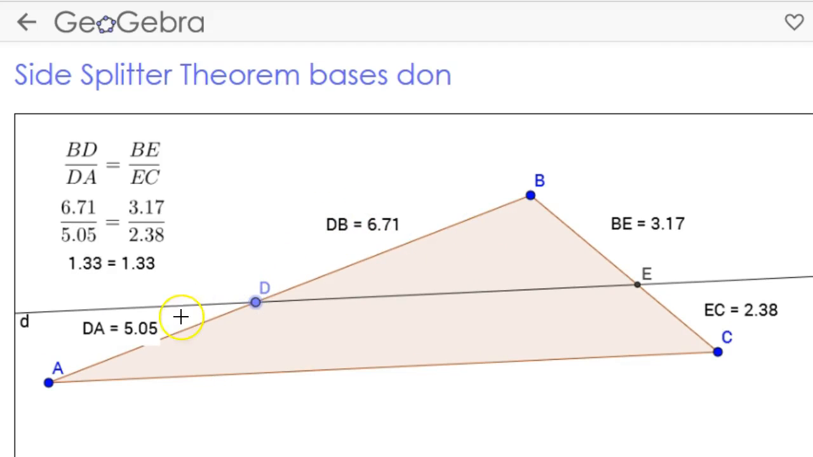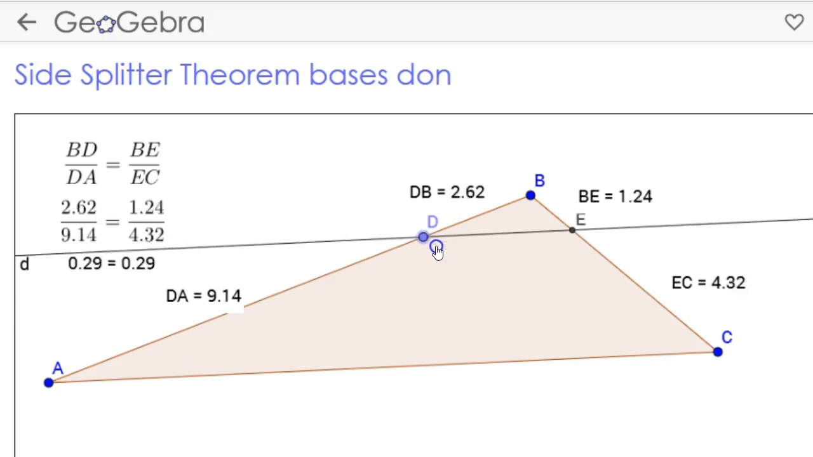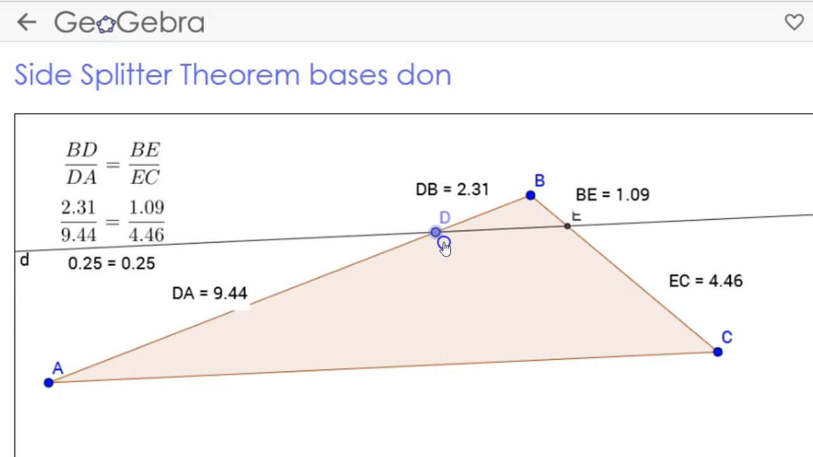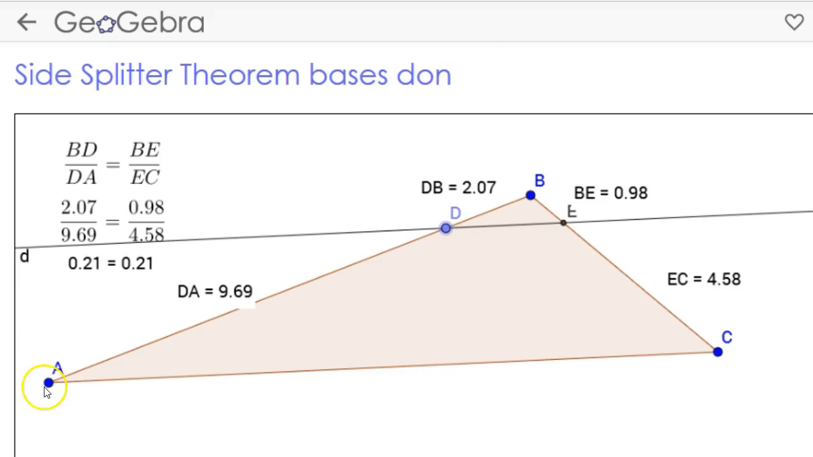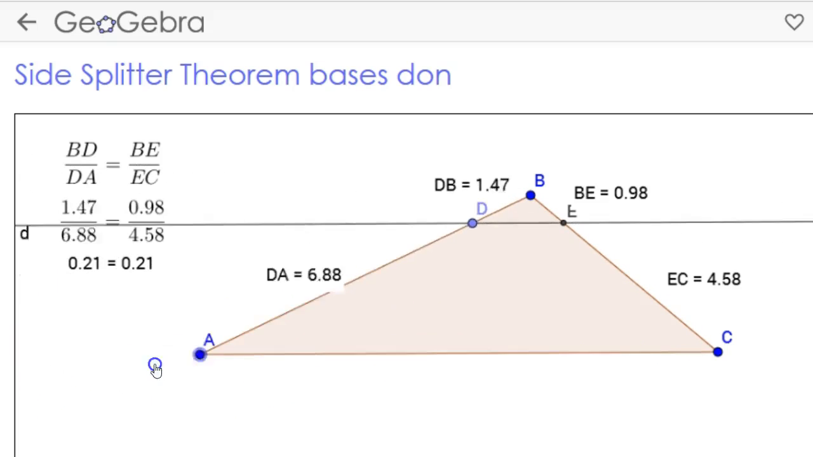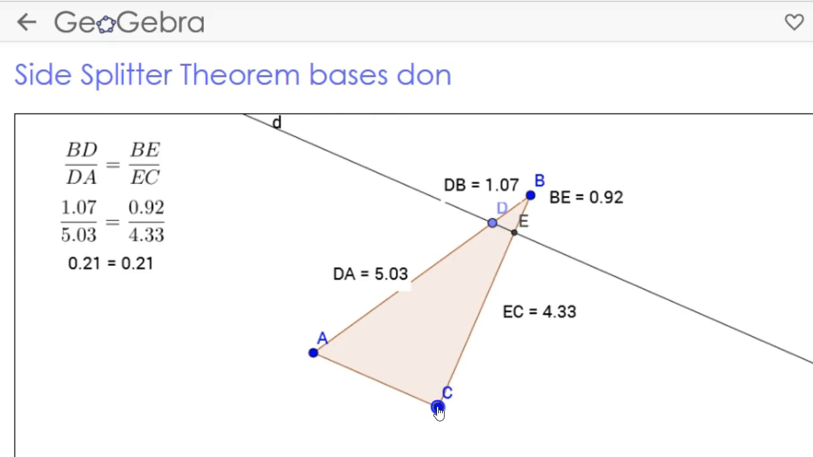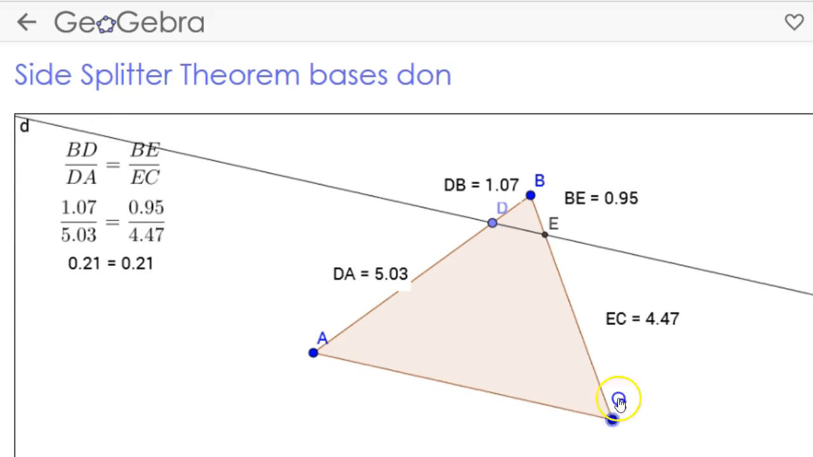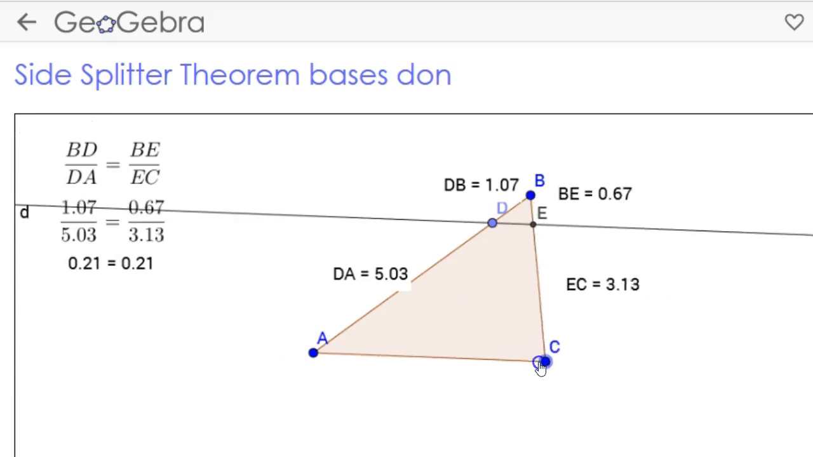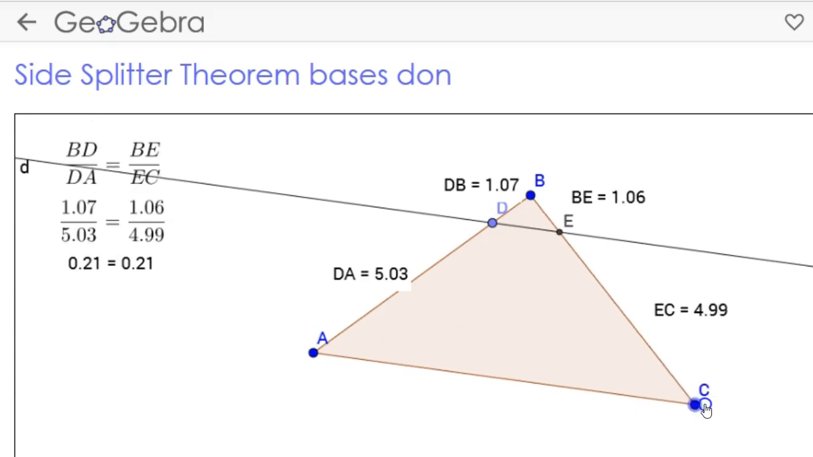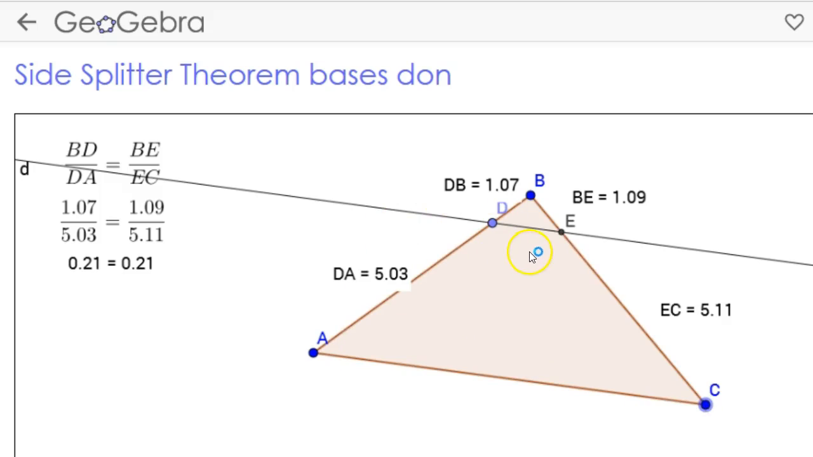That this number divided by this number, so DB divided by DA, is equal to BE over EC. So we can set up those proportions. Doesn't matter how we do that, they're always going to be equal. We can move it all around, and notice how DE and AC stay parallel no matter how I move them. And so that's key there. So that's what the side splitter theorem is.